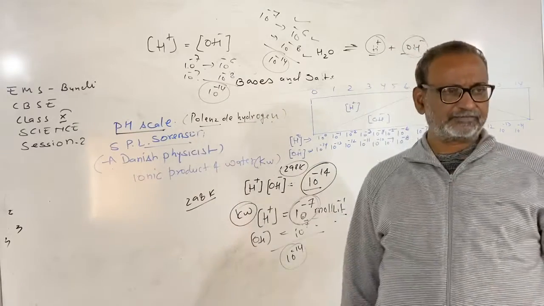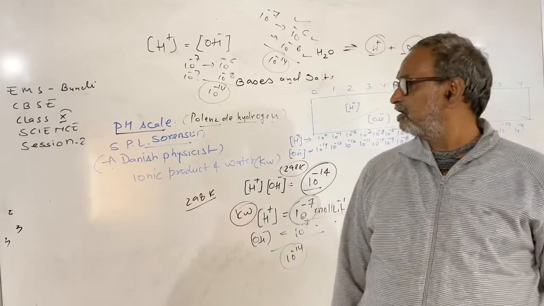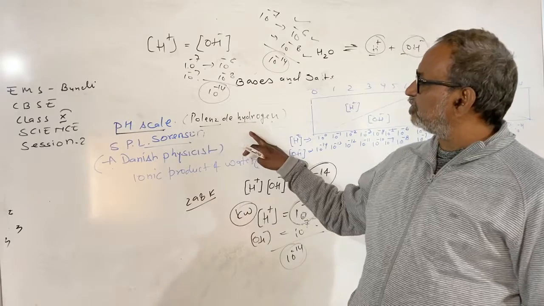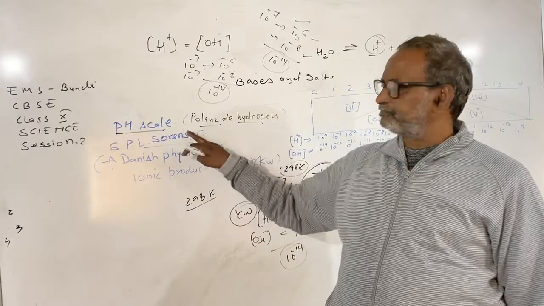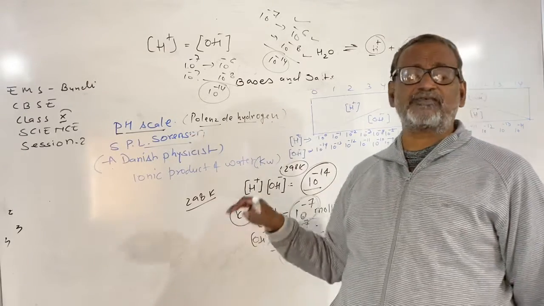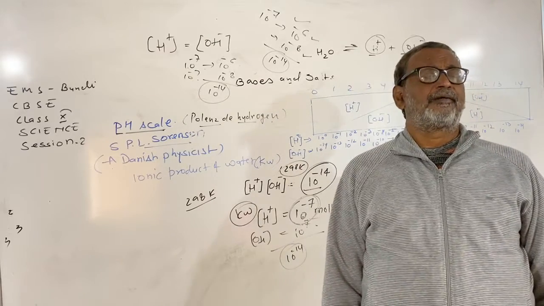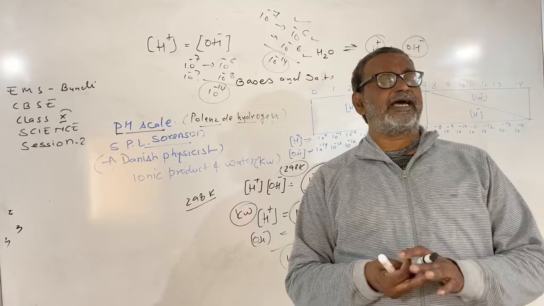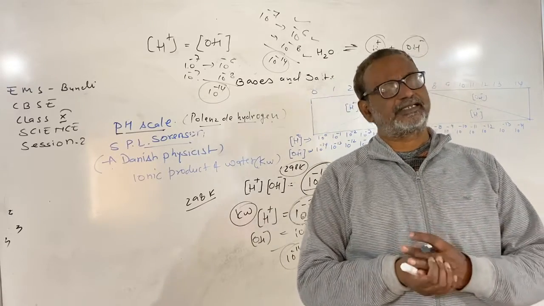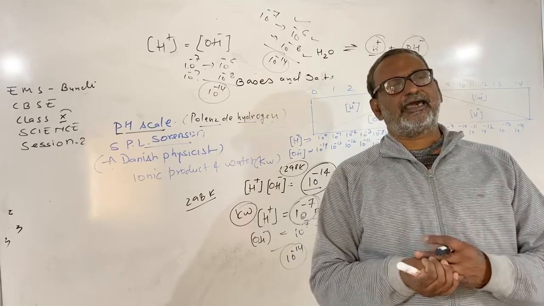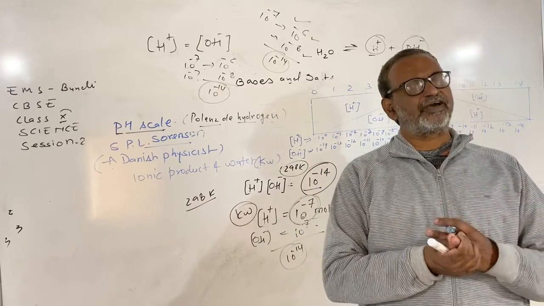S.P.L. Soren Peter Lauritz Sorensen gave the concept of pH. P stands for potenz, H for hydrogen, that is, power of hydrogen ion. pH is defined as the negative logarithm of hydrogen ion concentration in mole per liter. And this concept gives us pH always in positive value.